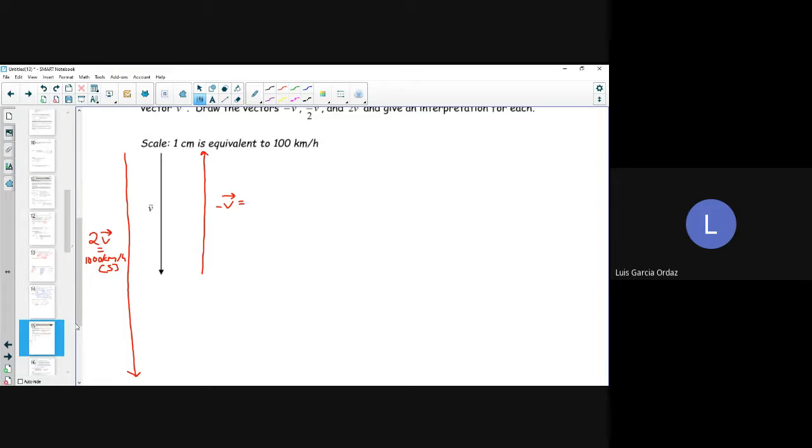So vector negative v is equal to what? 500 kilometers per hour due north.